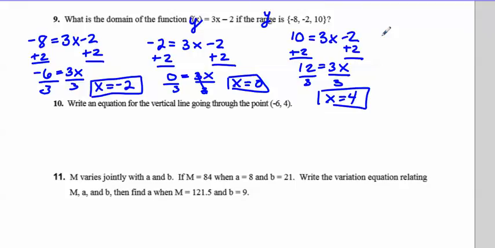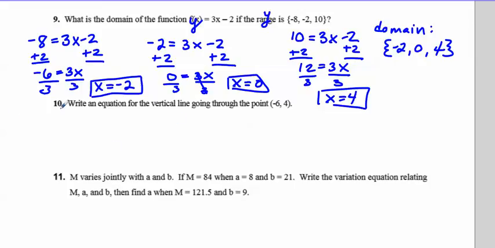So they're asking us the domain. The domain will be the set of x values. So draw your fancy brackets. And usually your teachers like you to write these in numerical order, but it looks like they're already in numerical order. Smallest is -2, then 0, and then 4.